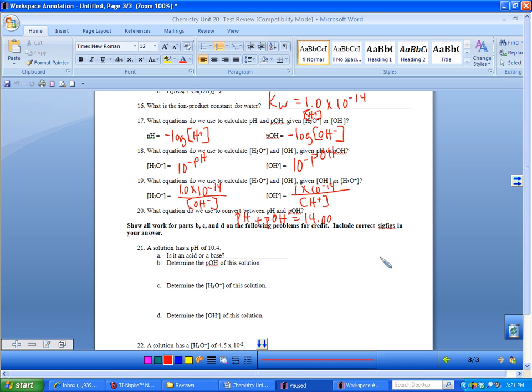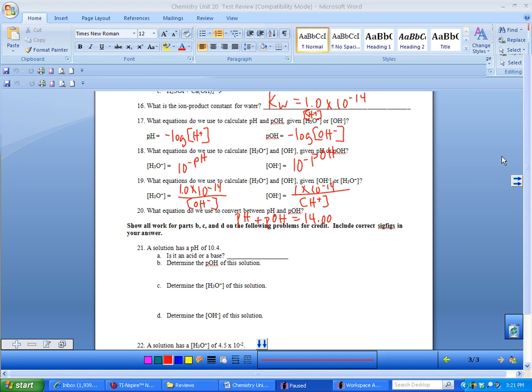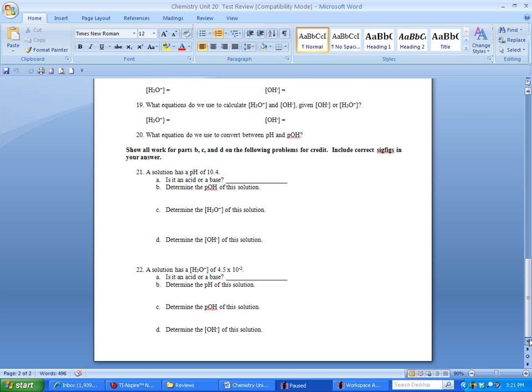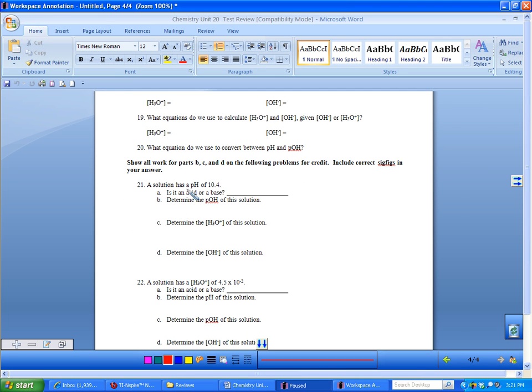All right, so let's take a look at that. Scoot on down here and finish these up. They're not very hard at all. Okay, a solution has a pH of 10.4. This is the only significant figure, 1 sig dig. That 10 right there is called the mantissa, and it's basically a placeholder.